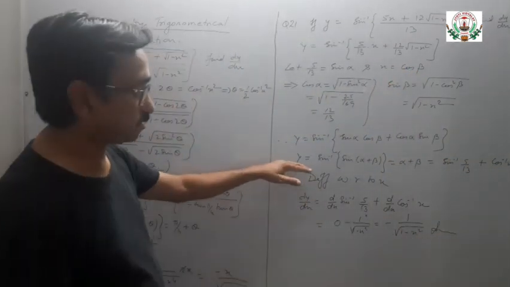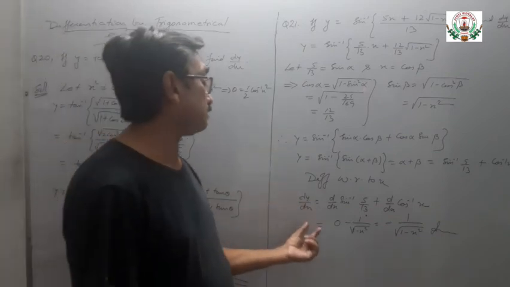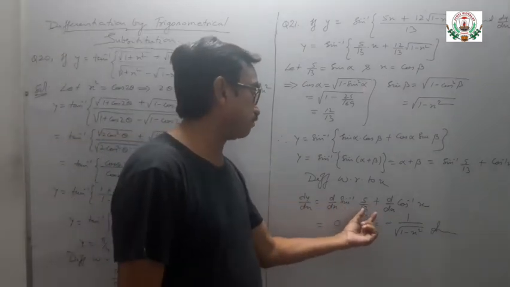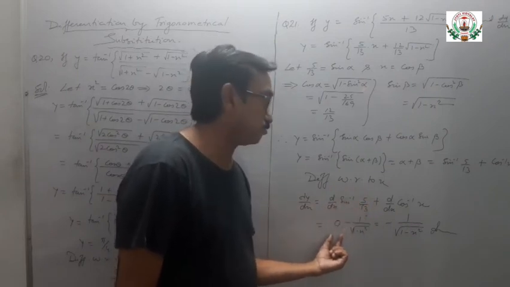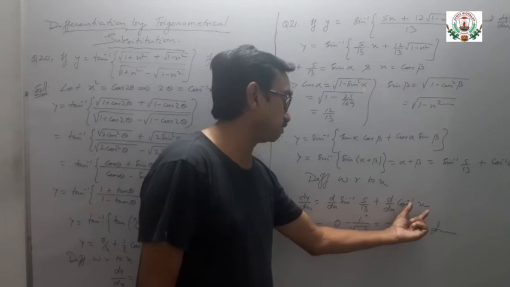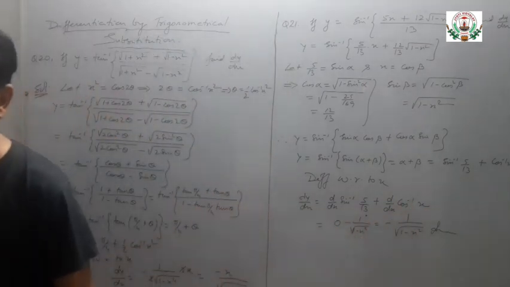Now after converting to the simplest form, I am going to differentiate it with respect to x. So dy by dx equals d by dx of sin inverse of 5 by 13, which is a constant value, so the differentiation of a constant is 0, and d by dx of cos inverse x is equal to minus 1 upon under root 1 minus x square.